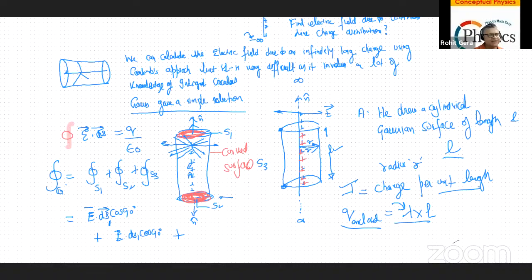If you have a glass in your hand, a cylindrical glass in which you drink water, draw a perpendicular on it towards you. And if there is a line charge going through, draw a perpendicular there also towards you. They will be parallel to each other. This is a normal to the area.